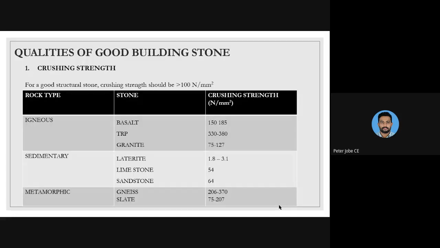And next thing we discussed was regarding the qualities of a good building stone. What are the qualities a good building stone should possess in order to be used for construction activity? For a good structural stone, crushing strength should be greater than 100 megapascal or 100 Newton per mm square. So you need to understand that.